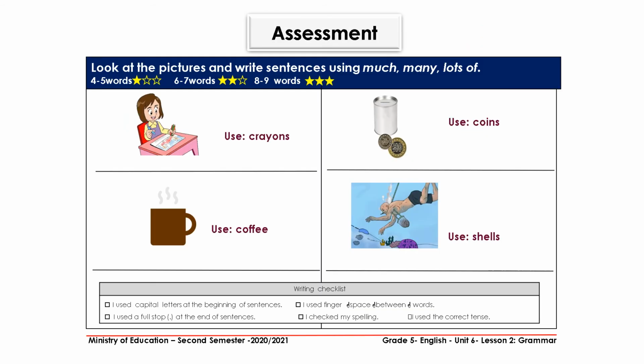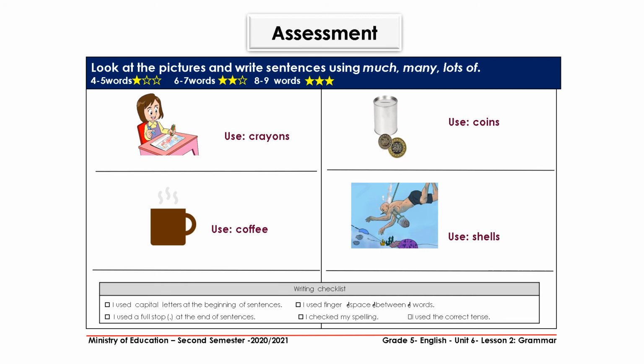You are ready now to write your own sentences using much, many, and lots of. Look at the pictures and write your sentences on your mini board or in your notebook. You can check your language using the checklist below. So make sure when writing that you used capital letters correctly.